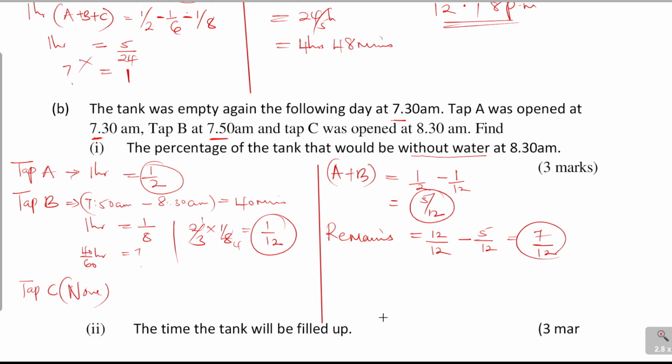Now we are supposed to represent this using percentage. So you just take that fraction without water and multiply by 100 to convert it to percentage. And this gives 700 divided by 12. It gives 58.33%, or 58 and a third percent. That is the fraction without water.